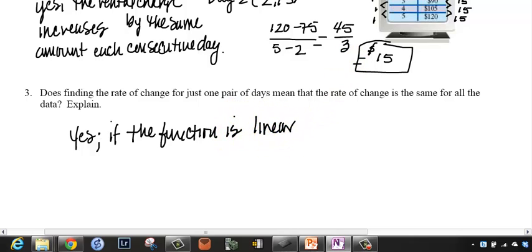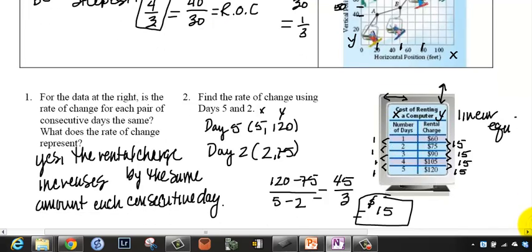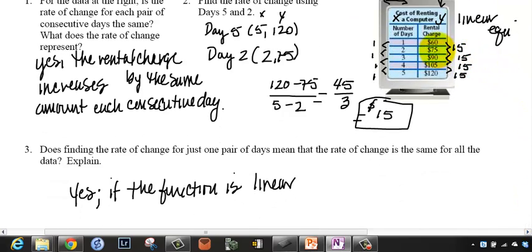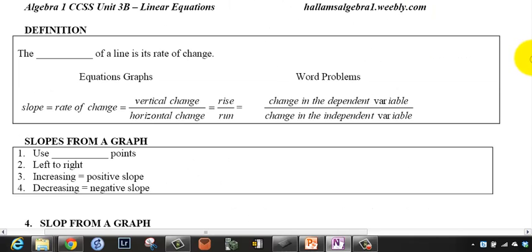Or if it's not linear, that means that it might not be the same between any 2 sets of points. So it may be a bigger jump. If this wasn't linear, we might see a change between a certain set of days, between 4 and 5, it could be 30. In that case, it wouldn't be the same. We wouldn't be able to calculate it. But if it is a linear function, we should be able to calculate it for any 2 days that we want.